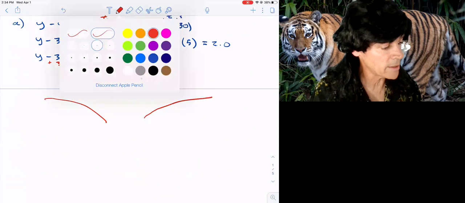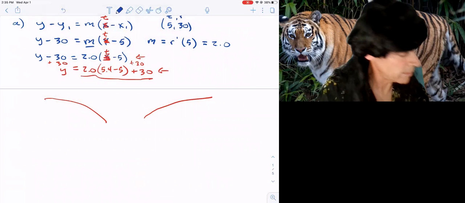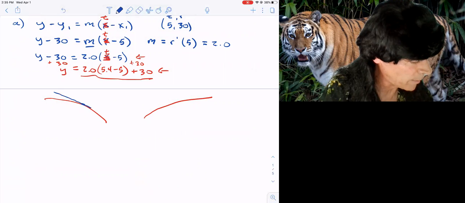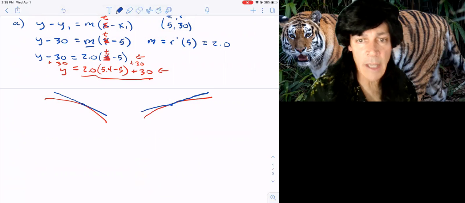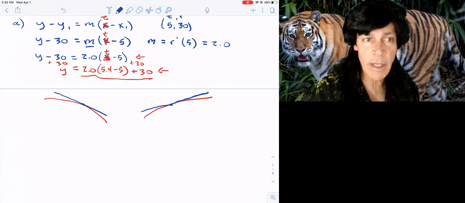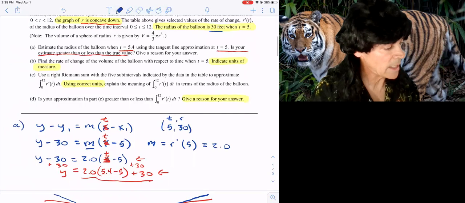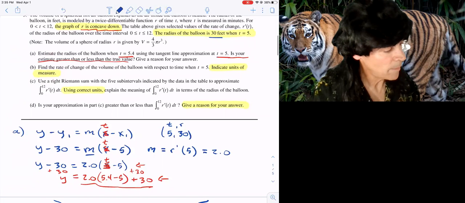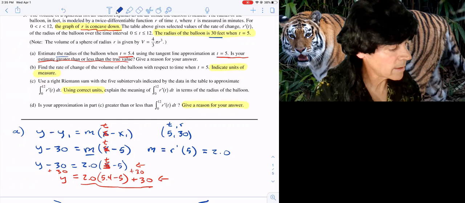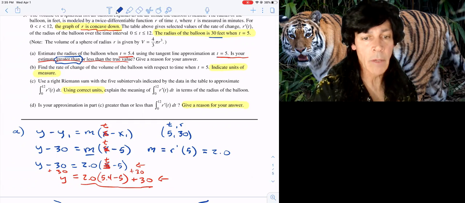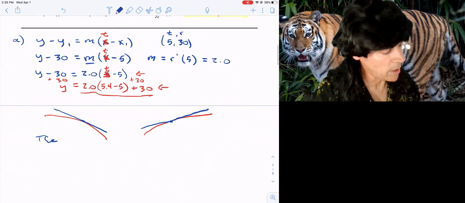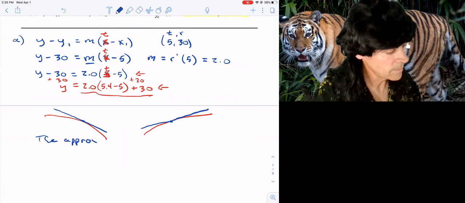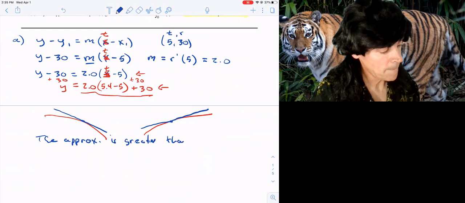Now, if I draw here a tangent line on top of that, it doesn't matter where I draw it, it's going to be up above my actual function. So my function is concave down, and I'm doing a tangent line approximation. My tangent line approximation, my estimate, is going to be greater than my actual value. Okay, so there we go. I'm going to add that to it, and I'm going to say the approximation is greater than the actual value.